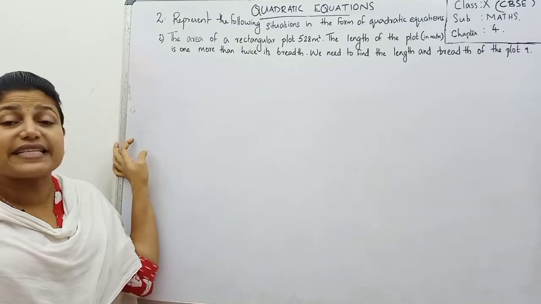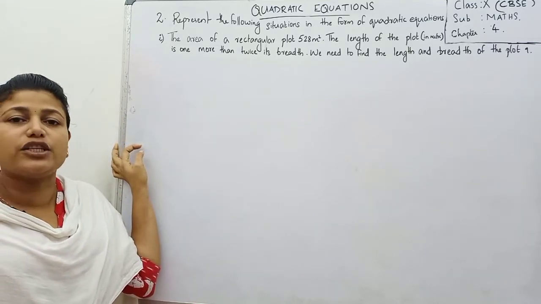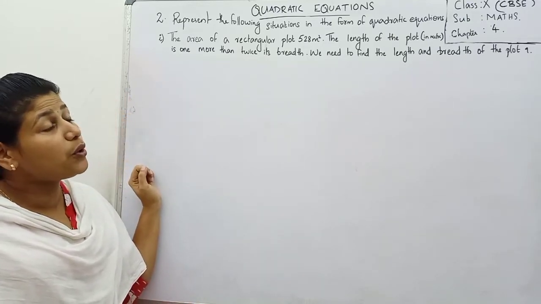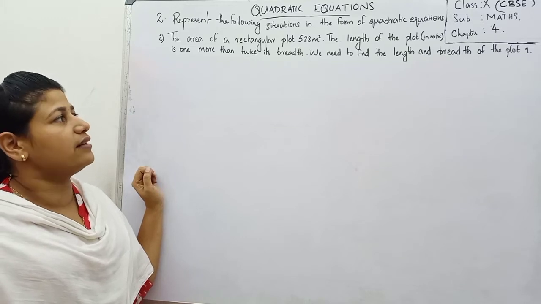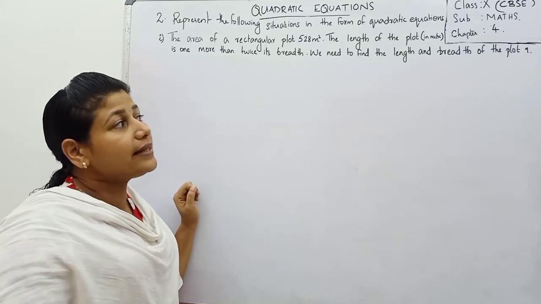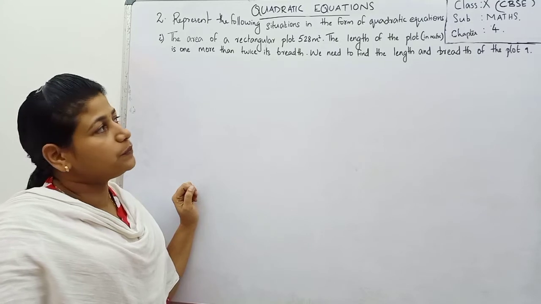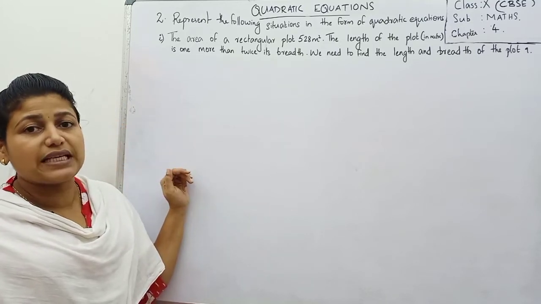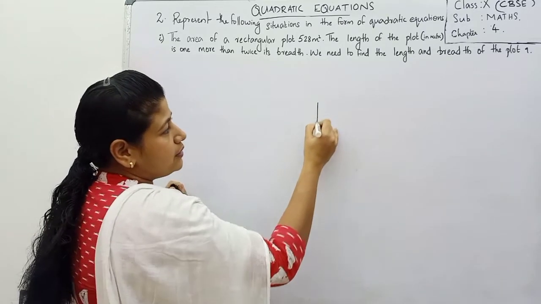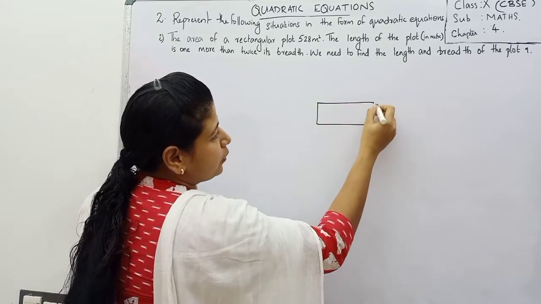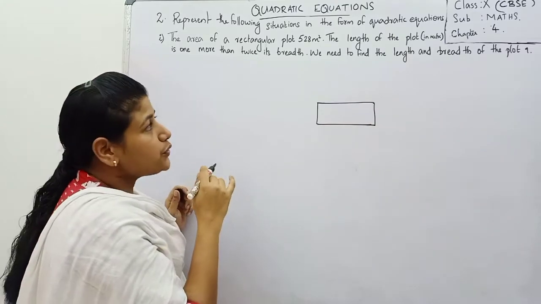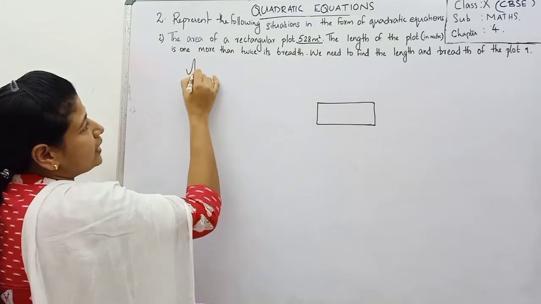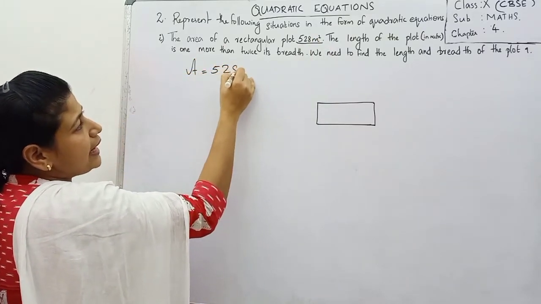The area of a rectangular plot is 528 meters square. The length of the plot in meters is 1 more than twice its breadth. We need to find the length and breadth of the plot. So what's the question? A rectangular plot is given. Just imagine this is the rectangular plot. It has the area 528, so we can write 528 as the area.